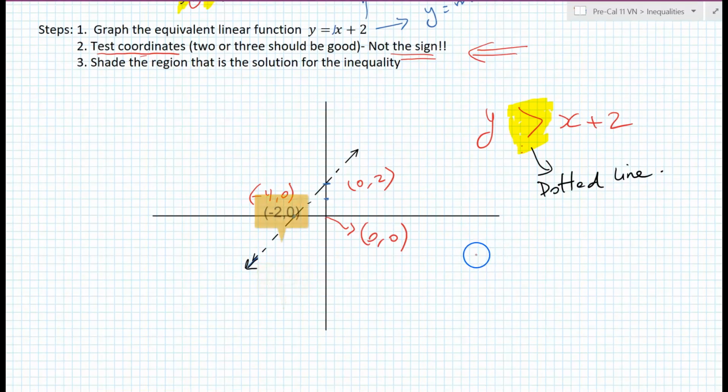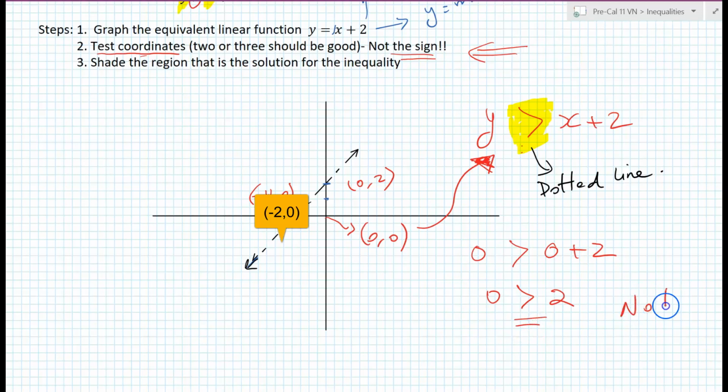So here it is. Is 0 greater than 0 plus 2? Is that true? Is 0 greater than 2? What I'm doing is just plugging that into the inequality. Is this true? No, it is not true. That means the solution should be the other side of the line, and I don't even have to test that anymore. I know that it will be, and here it is.